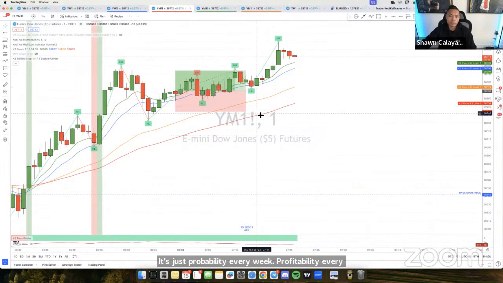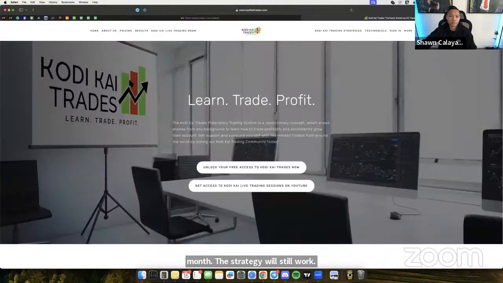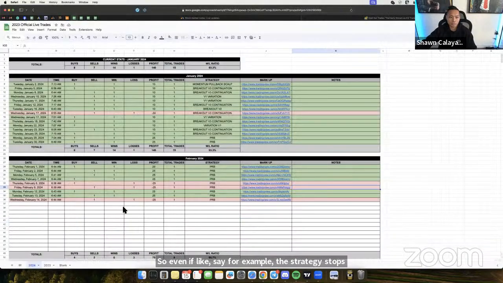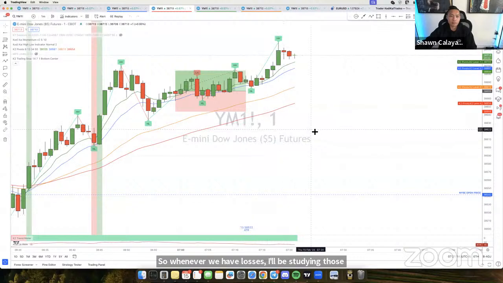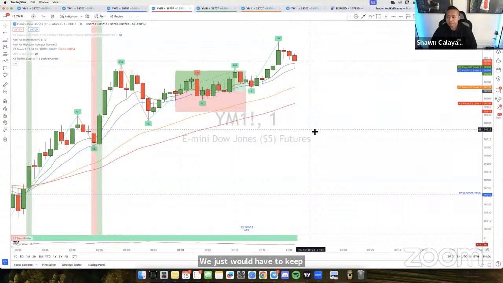So even if, say for example, the strategy stops working, that's the whole reason for my spreadsheet here. I've been taking data on the PRB every single day, so whenever we have losses, I'll be studying those losses to see what changes need to be made. I think the PRB is here to stay. We might have a couple of changes here and there to adapt with the market, but for the most part, we just keep applying it how it is until changes do need to be made.